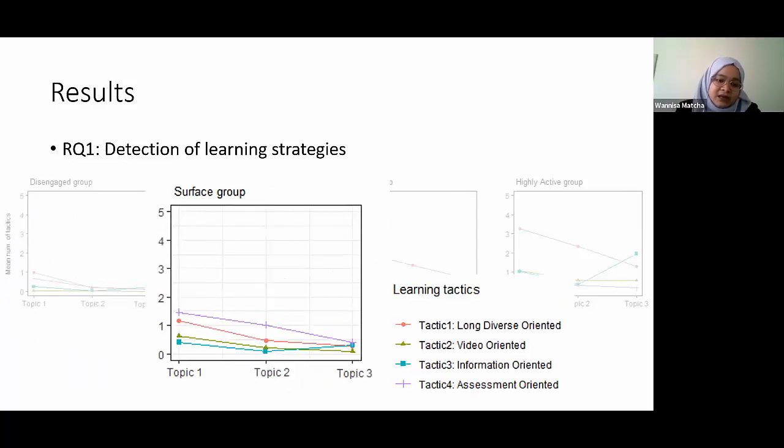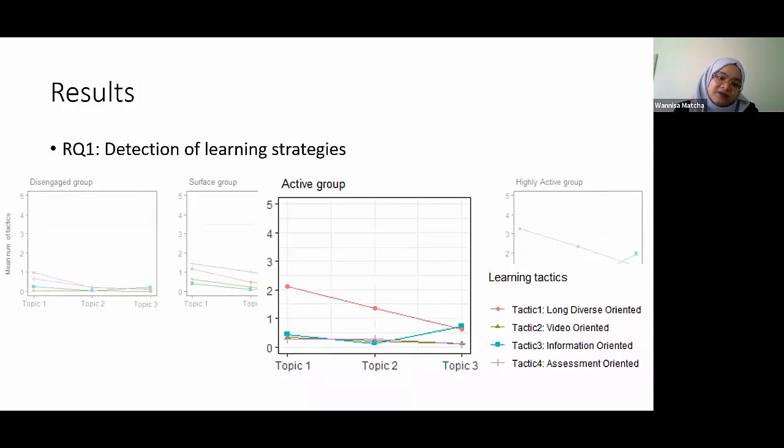The second group is the surface learner. They are focusing on employing the assessment-oriented tactic as well as the long diverse tactic. But again, the level of engagement gradually drops, and the level of engagement of this group is higher than the disengaged group, the first group.